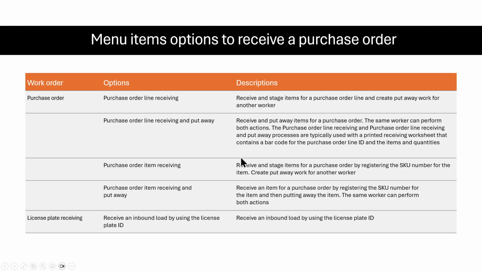The next setup is called mobile device menu item. Mobile device menu item is a screen that the worker will see on the mobile device. We have several options to receive the purchase order. We can use purchase order line receiving. We can use receiving and put away. We can use item receiving or item receiving and put away. And we can use load ID or license plate ID.